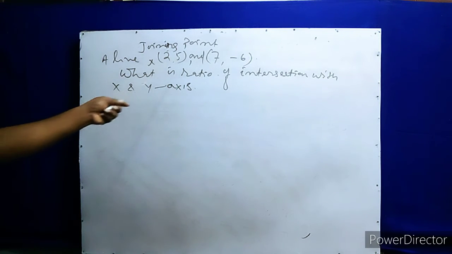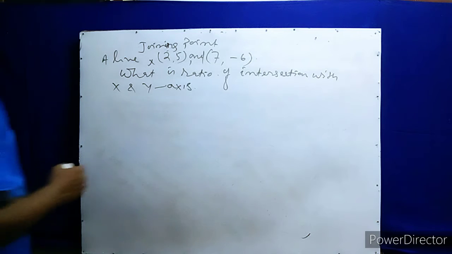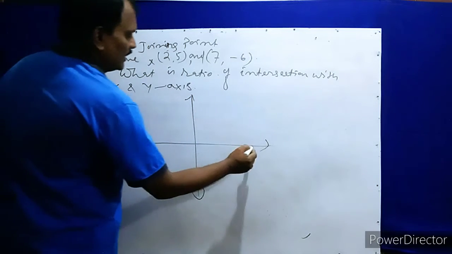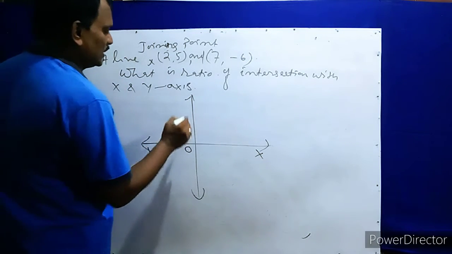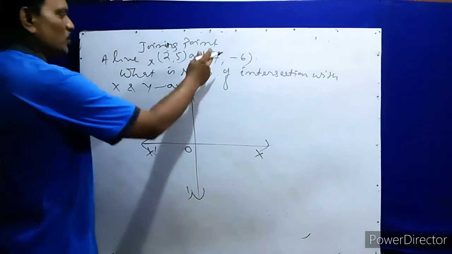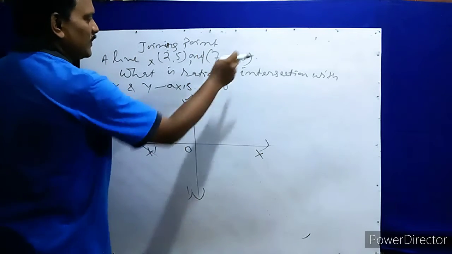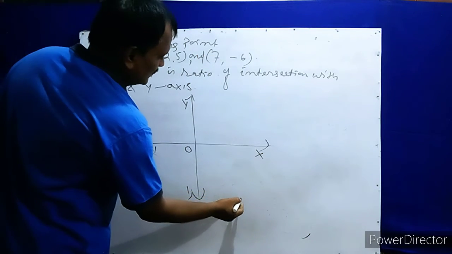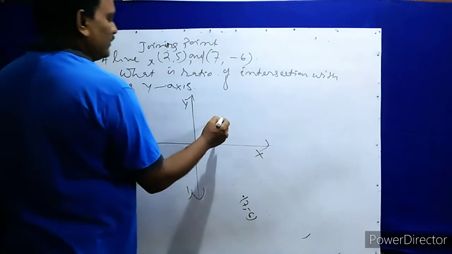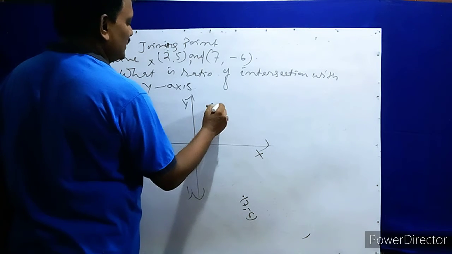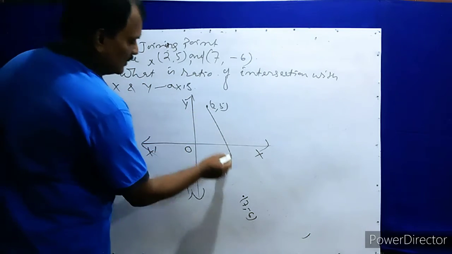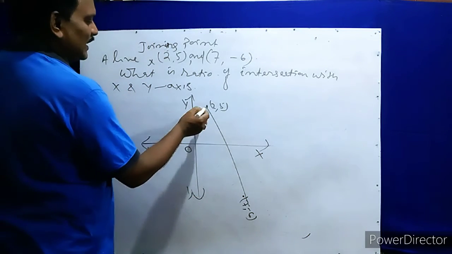So here there are 2 points given, 2, 5 and 7, minus 6. Here I will draw the coordinate axes. This is x dash, this is the origin, and this is y dash. The point 7, minus 6 should lie in the 4th quadrant, because of the plus and minus signs. And the other point is 2, 5, which is in the 1st quadrant. So on joining them, we get a straight line, this one.